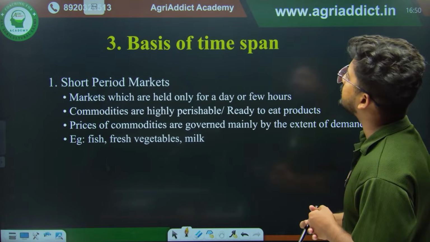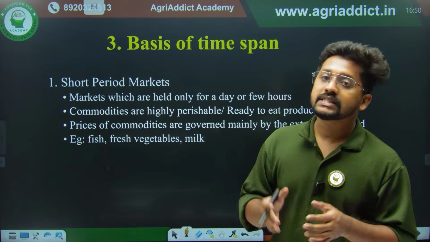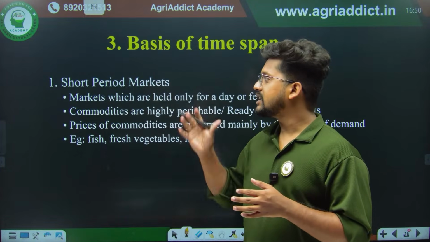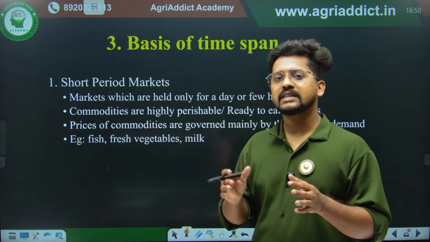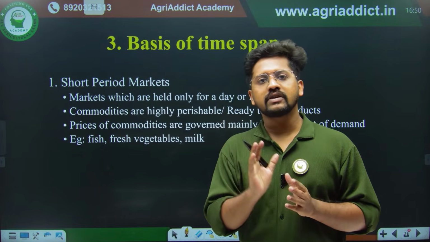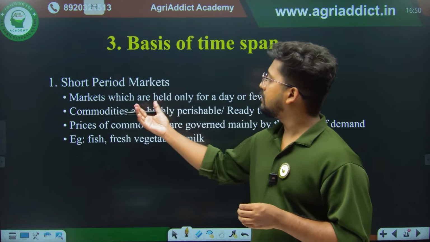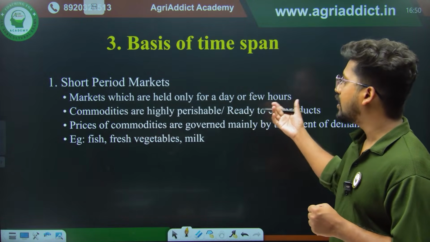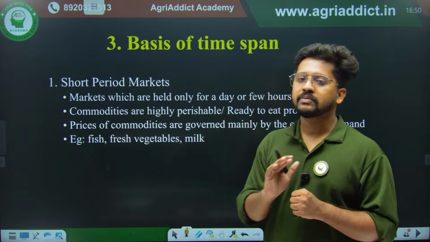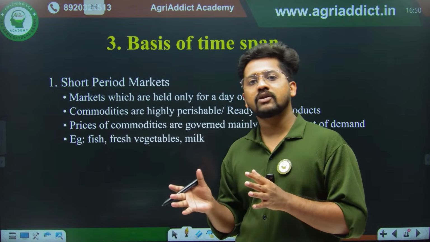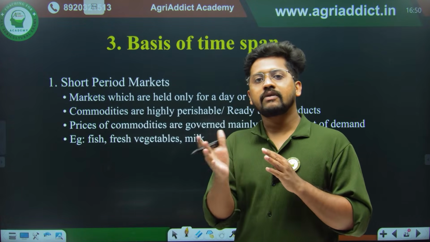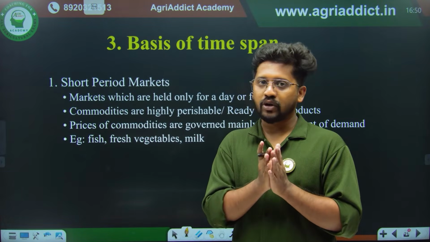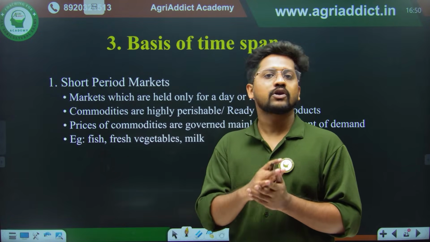Then the third dimension, based on the time span, how much time a market will be working. First one is short period markets. Short period markets operate for only a few hours in a particular day, markets held only for a day or a few hours. For example, a fish market will be there only for a few hours in the morning. After maybe 10 or 11 o'clock, it will not be there.